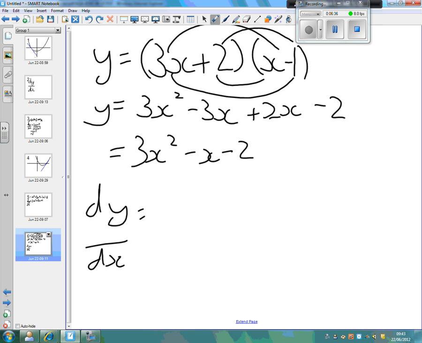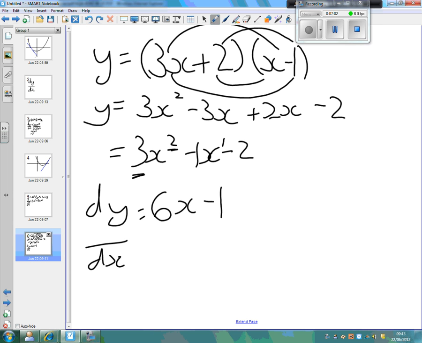equals, we do 2 to the power of, times the 3 at the front, which is 6. Then we do 2 take away 1, which is 1, so it'll be 6x to the power of 1, which can be written as 6x. Then we've got 1x here, to the power of 1, so 1 times 1 is 1, and then take away 1, so then you've got minus 1. And because the x is only to the power of 1, if you took away 1 from that, you get x to the power of 0, so it would just leave minus 1.